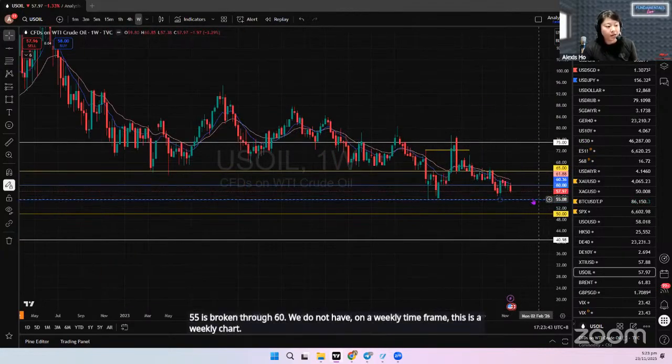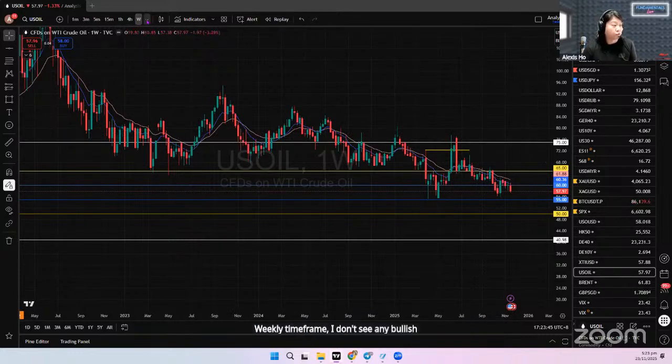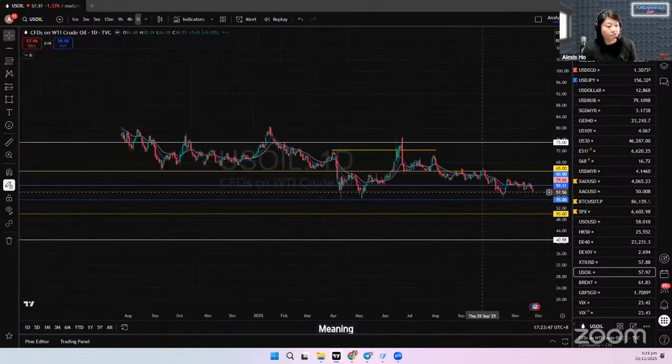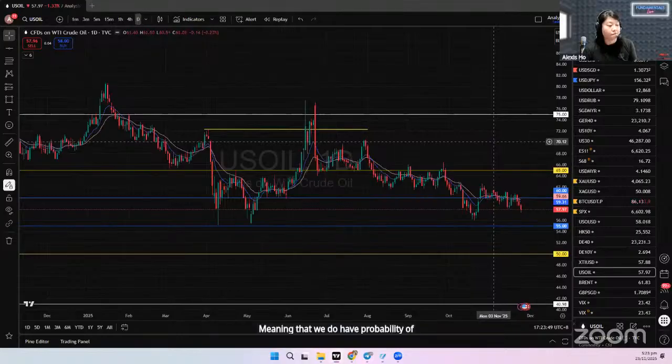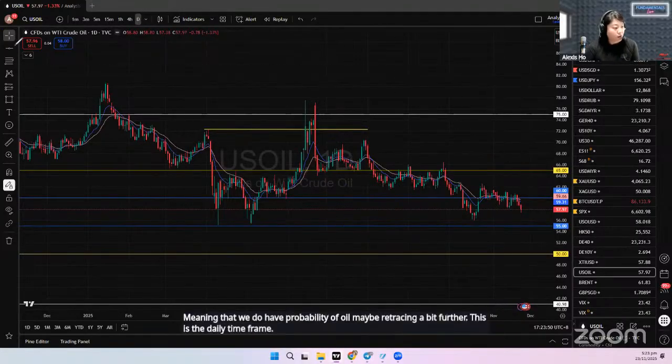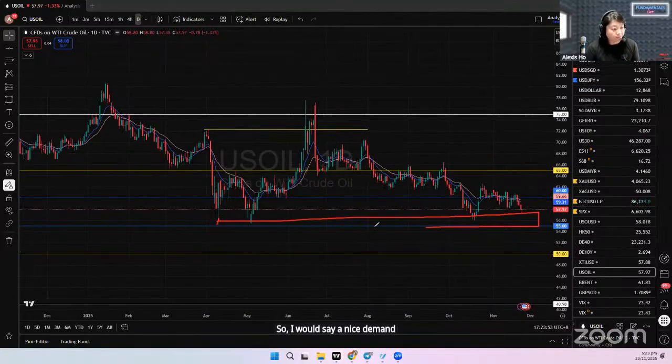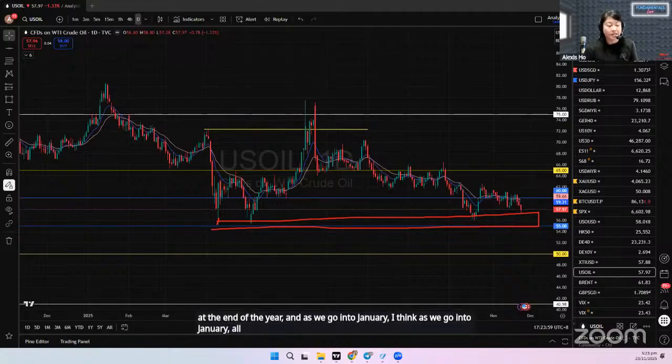On the weekly time frame, I don't see any bullish price action, which is good, meaning that we do have probability of oil maybe retracing a bit further. This is the daily time frame. So I would say a nice demand zone over here at the end of the year. And as we go into January, oil tends to be seasonally a little bit bullish as well. But I do prefer to catch oil prices at a nice level.